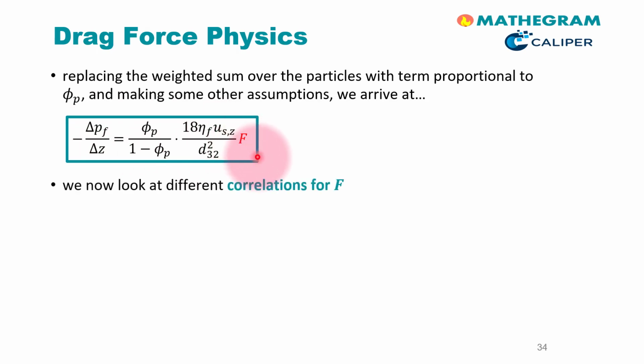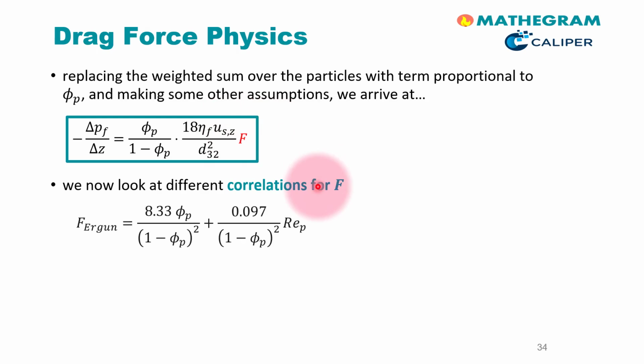And we now want to look at different correlations for F that are available in literature. The first one is the famous Ergun equation. It is available in almost every textbook in the field of particle technology. As you can see, the first term is linear in phi_p for small phi_p values for which the denominator is close to unity.